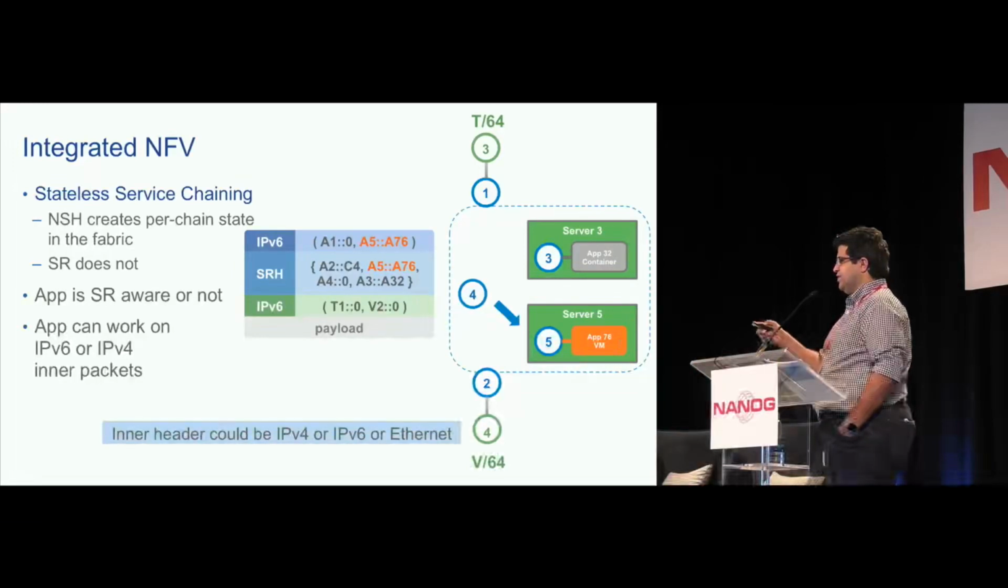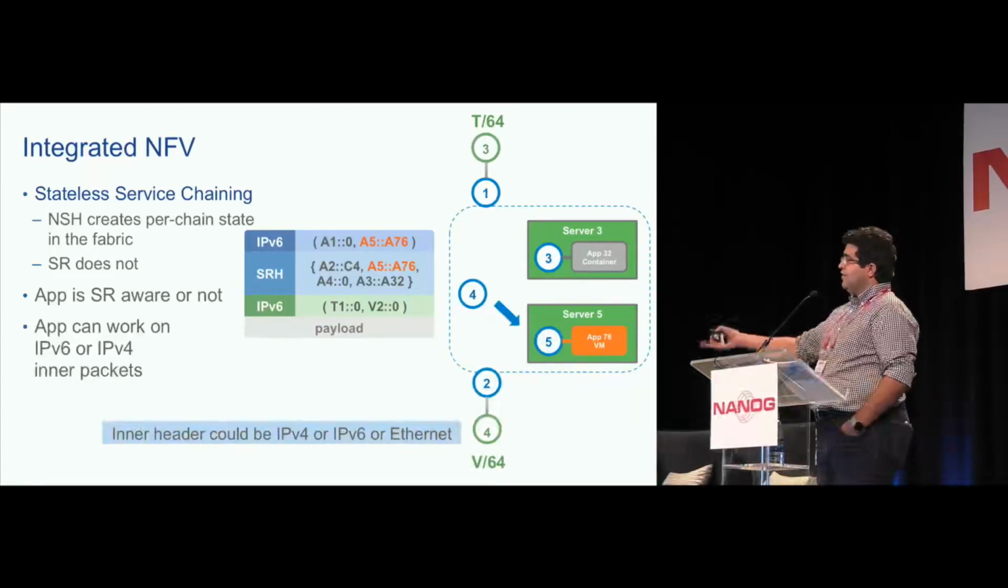It caches the SRH and the outer IPv6 header. It strips that header, saves it in a cache, and sends the bare minimum packet to the app. Once the app does its processing, the packet comes back. There is a policy applied on that particular interface, and that will re-encapsulate the packet and send it forward.